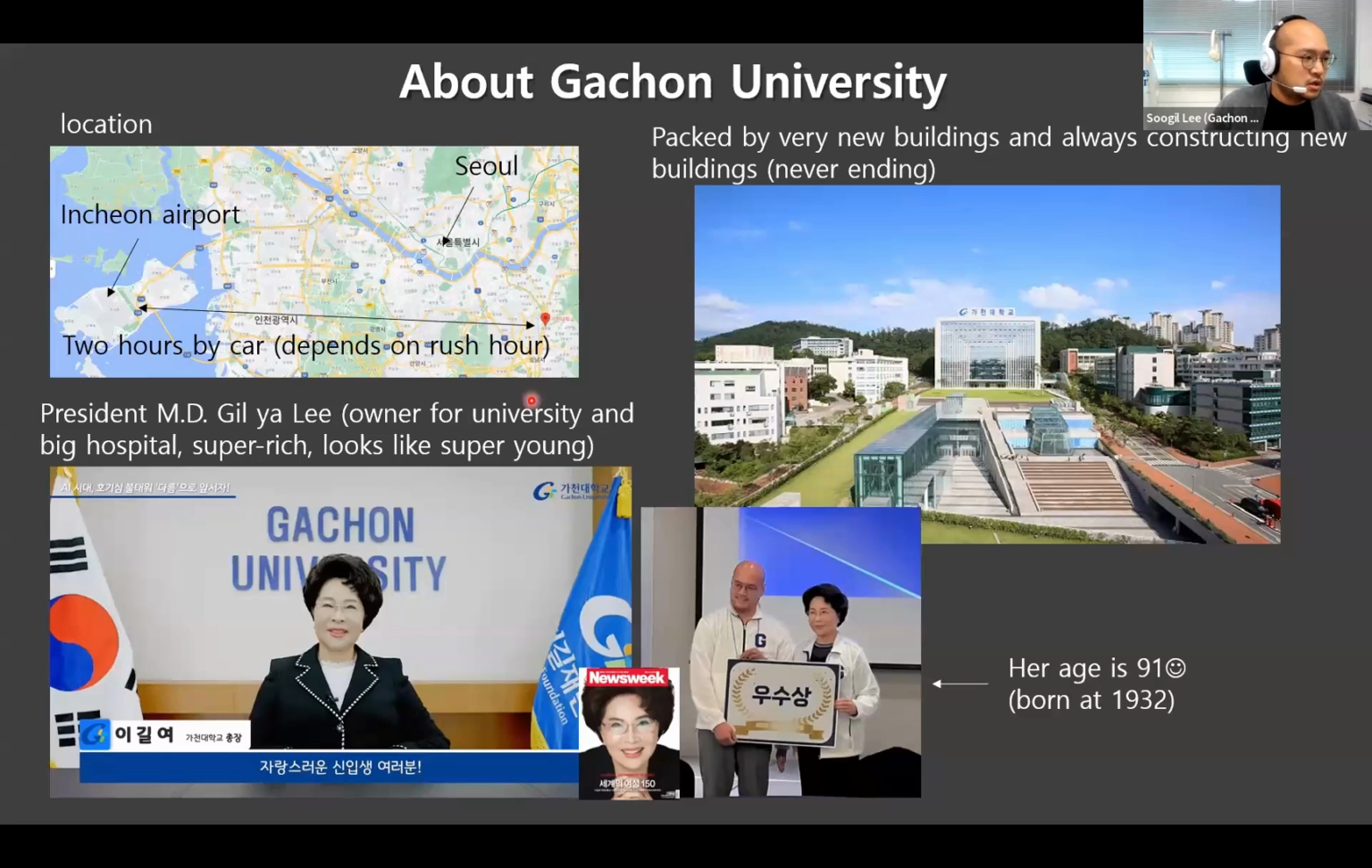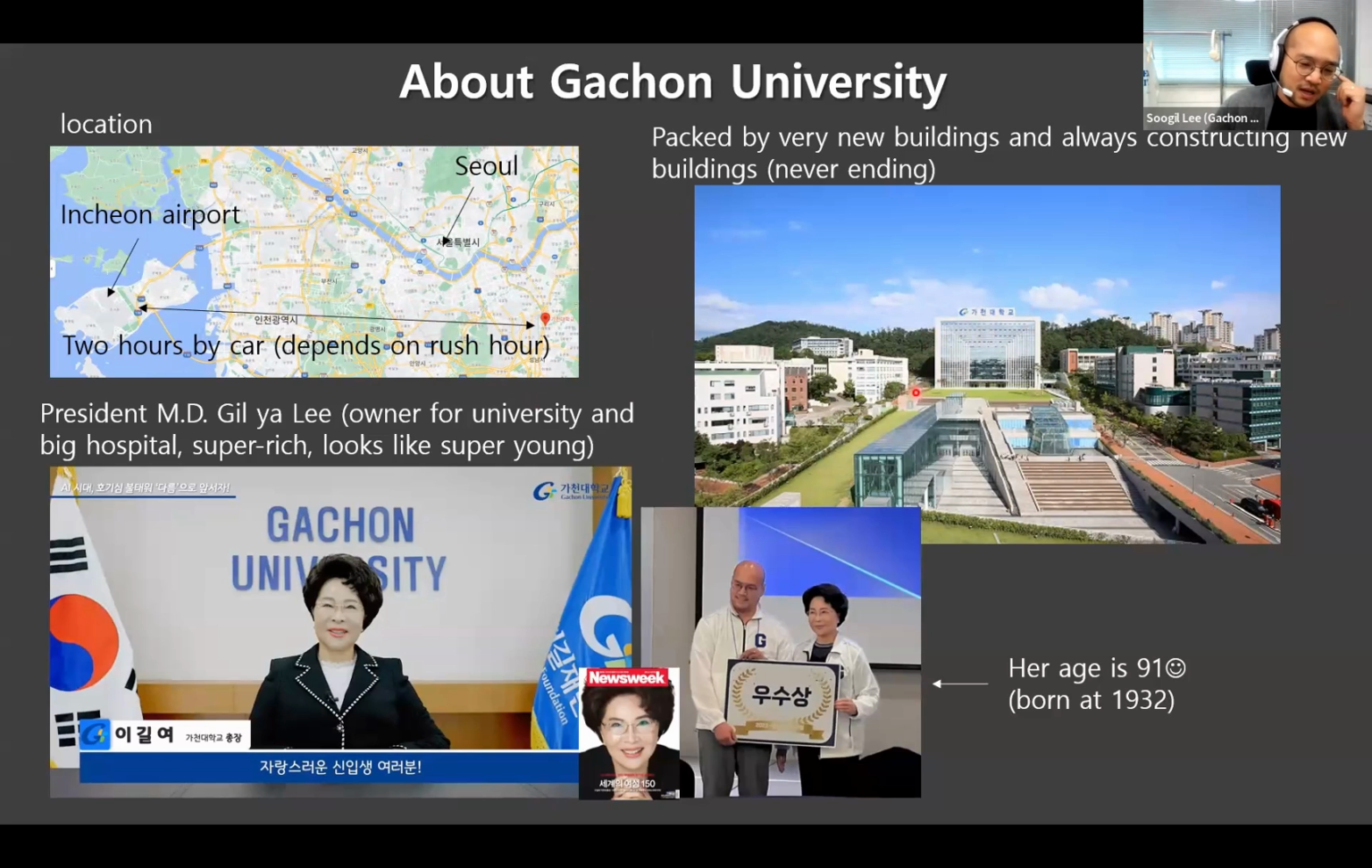This work was done at KAIST, which is my former position. Recently, I moved to my new position, the Department of Electronic Engineering at Gachon University. I would like to give a brief introduction about my new position. Gachon University is located nearby Seoul, as you can see here. Gachon University is packed with very new buildings and is always constructing new buildings.